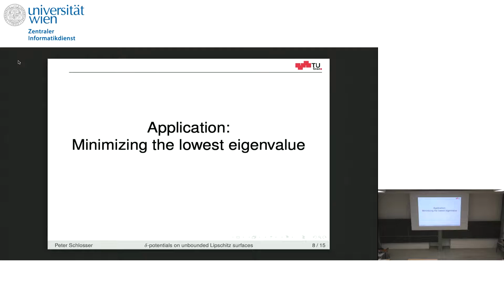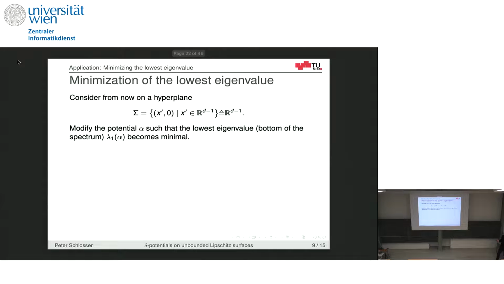And now some applications we did. This was the one in collaboration with Lotte Reitschek and Jussi Berndt. We want to minimize this lambda 1 you saw before, and we've done this just for the special case of the hyperplane. So we want to deform our potential in a way that makes the lowest eigenvalue, if it exists, as small as possible, or as negative as possible.